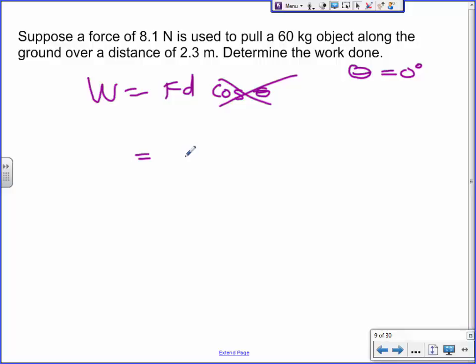I'd like to show you guys a really common mistake. Some people think that force is equal to mass times acceleration, which it is, times the distance, because force is mass times acceleration. They might say mass, 60 kilograms. Acceleration, must be gravity. Distance, 2.3. Why is that wrong?